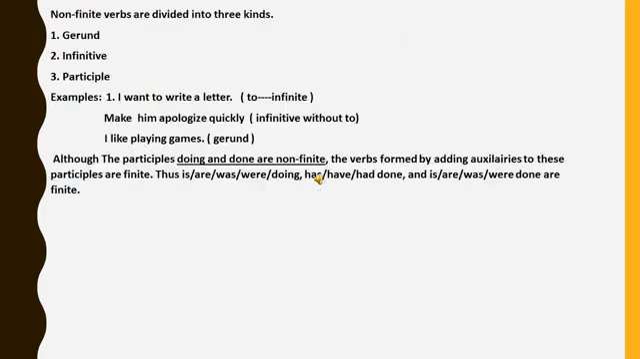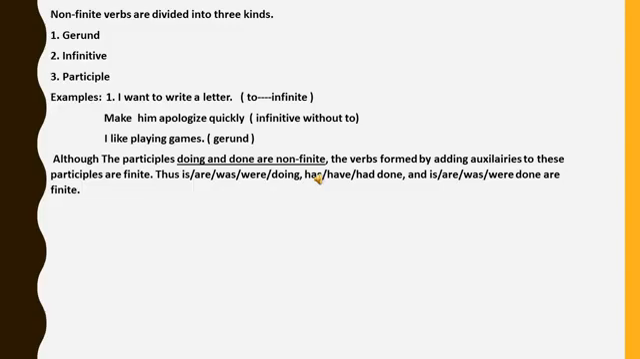Now let's talk about the division of non-finite verbs. Non-finite verbs are divided into three kinds. Number one, gerund. Number two, infinitive. Number three, participle. Here are examples. Example number one: I want to write a letter. Here to is the infinitive. The second sentence: make him apologize quickly. So there is an infinitive without to. The third sentence: I like playing games. Here playing is a gerund.